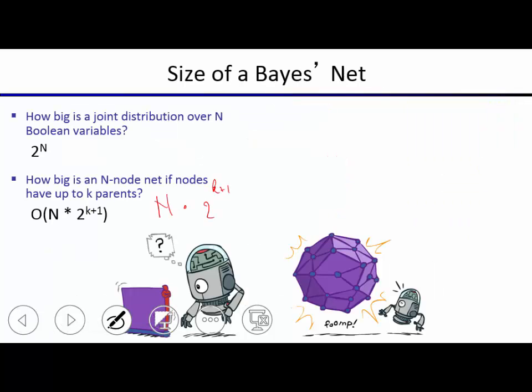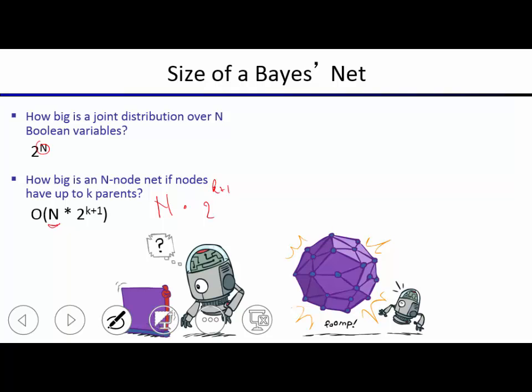Okay, so the big difference here is that n is in the exponent over here, but it's appearing linearly in the second expression. So by using Bayes nets, we can represent distributions over large numbers of variables with our representation scaling linearly in the number of variables. Now, of course, the question remains, what's this k here, right? Because it's still exponential in k.